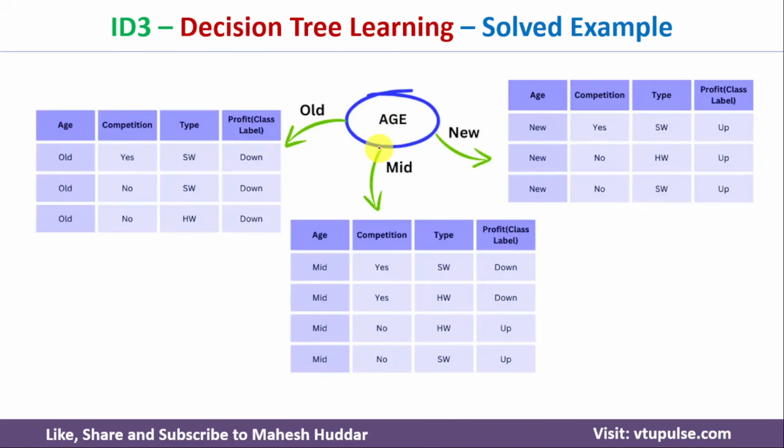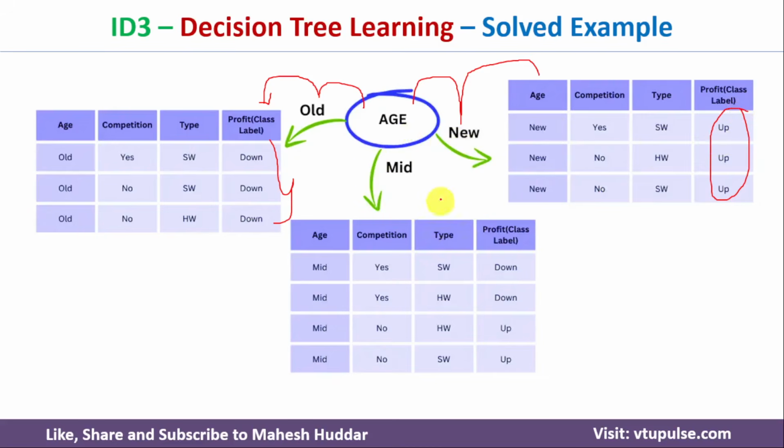Whenever we consider attribute value as old, we are getting 3 examples and all these 3 examples belong to down. So we'll replace this one by down. And whenever we consider attribute value as new, again we are getting 3 examples and all these 3 examples belong to up. So we'll replace this one by up.